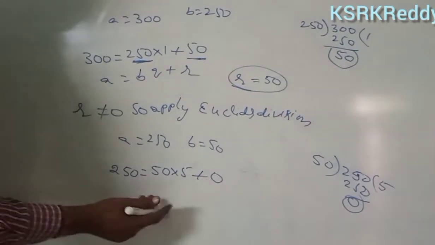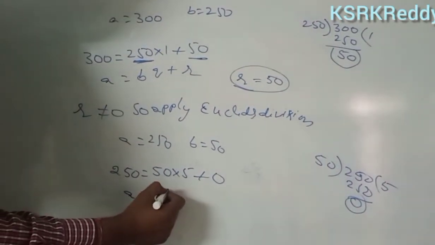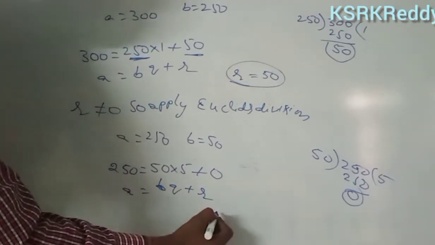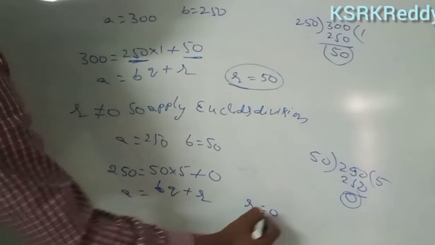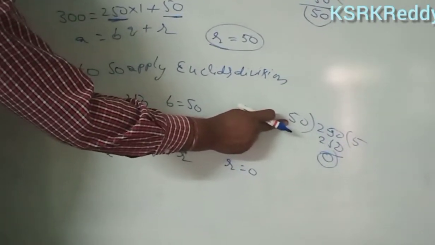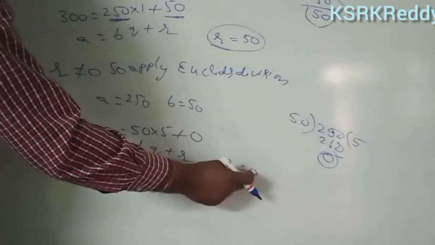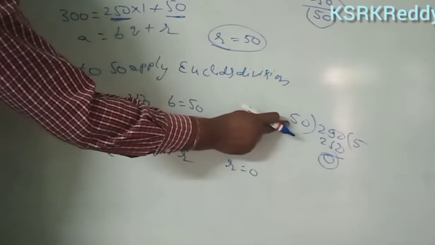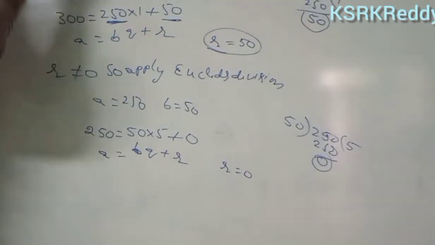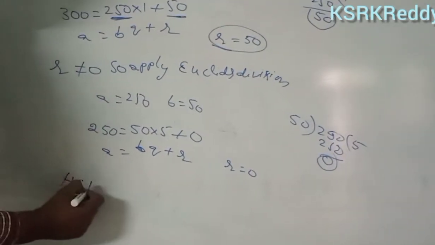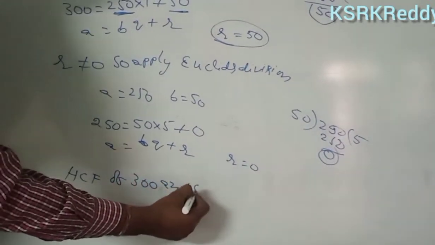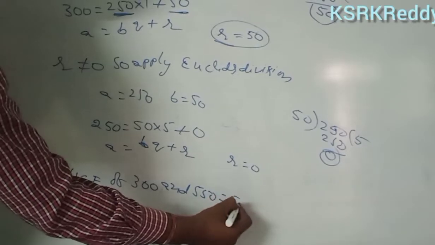Here A is equal to BQ plus R, and R is equal to 0. When is it possible? It is divisible by 50. R is equal to 0. So 50 is the HCF of the two numbers. So the HCF of 300 and 550 is equal to 50.